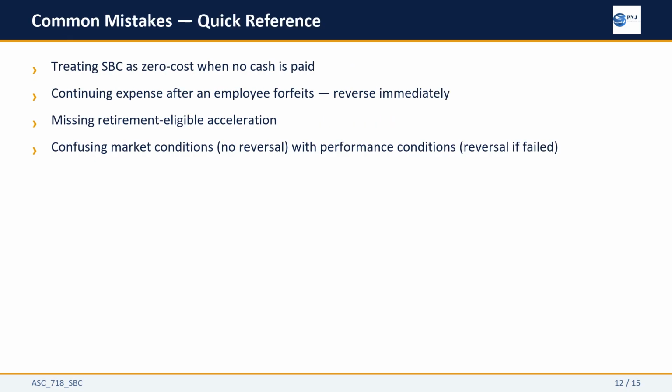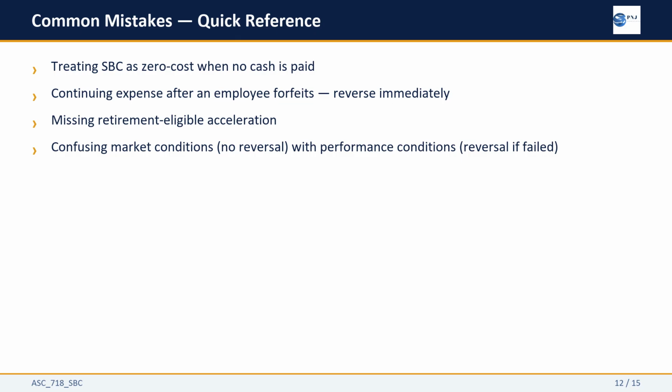The 7 common mistakes from Section 6 are worth anchoring in memory. Treating SBC as zero cost, wrong. It is a real expense. Continuing to amortize after a forfeiture, wrong. Reverse immediately. Not accelerating for retirement-eligible employees, a frequent underaccrual. Using intrinsic value instead of Black-Scholes: at-the-money options are not zero expense.